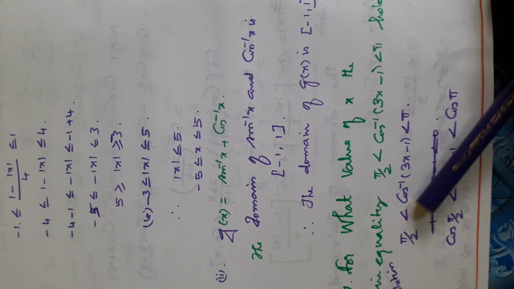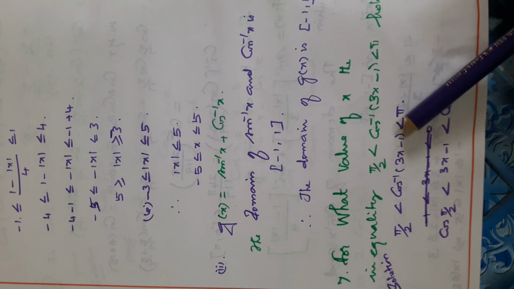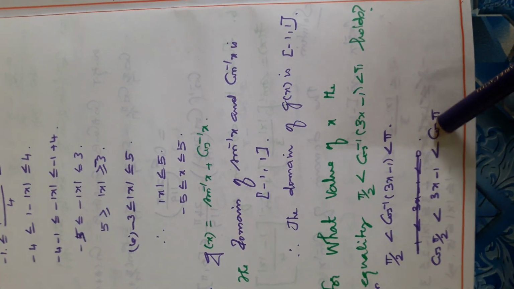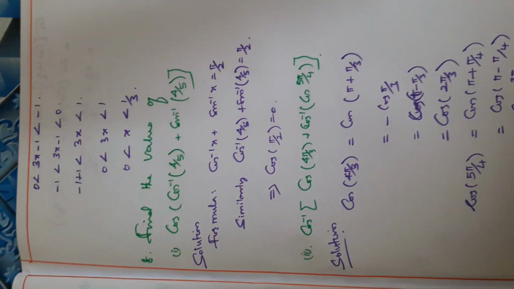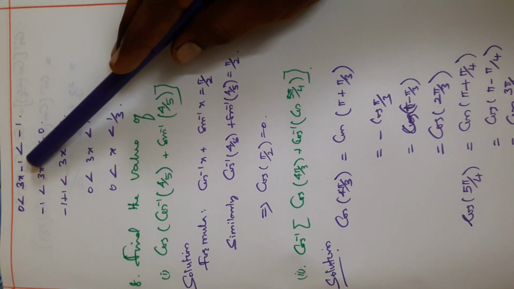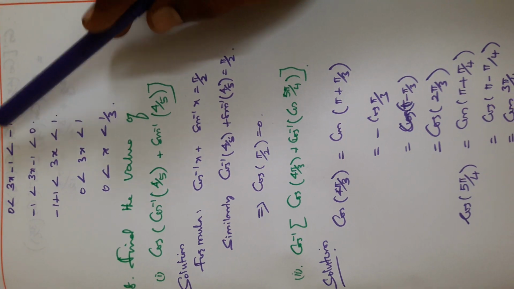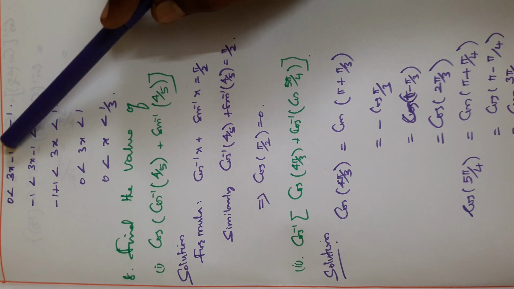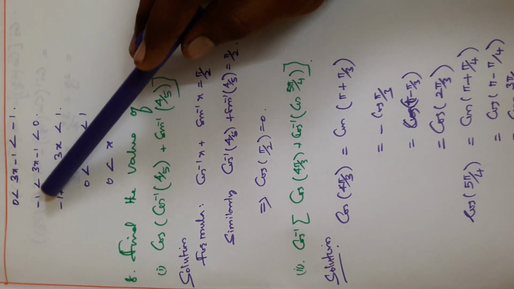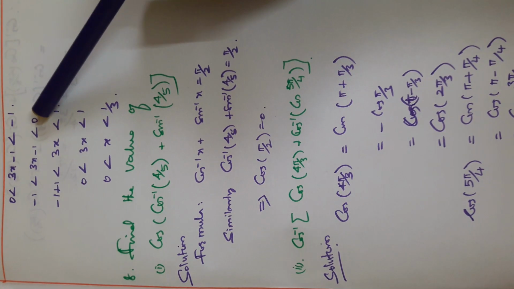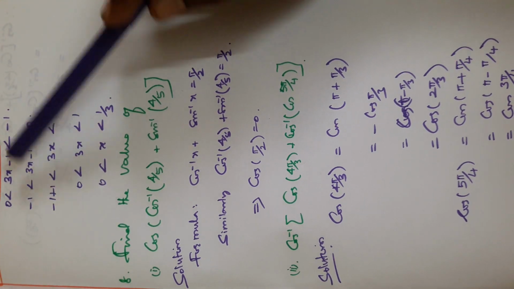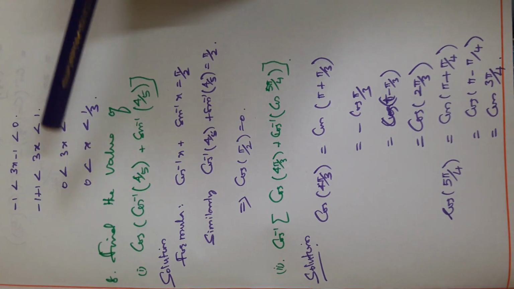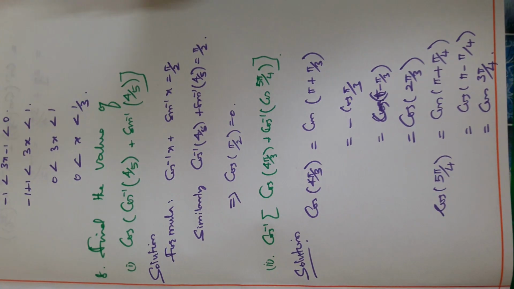So it is given pi by 2 less than cos inverse of 3x minus 1 less than pi. So it will be cos pi by 2 less than 3x minus 1 less than cos pi. It is 0 less than 3x minus 1 less than minus 1. But here positive, then negative is not possible. So we can understand the inequality and rewrite it as minus 1 less than 3x minus 1 less than 0. So when you are adding 1 to both sides, 0 less than 3x less than 1 becomes 0 less than x less than 1 by 3.